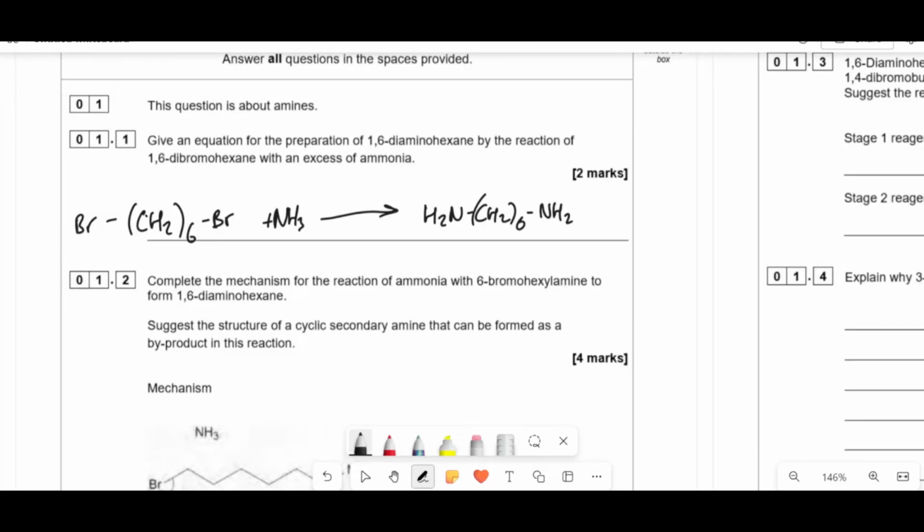But then remember that in the mechanism, what happens is you actually end up having too many bonds on this nitrogen when it first joins. It ends up being H3N, which is too many, and it breaks them off and then takes those Brs as well. So you actually end up with 2 NH4Br as well. So that's how you do that one.